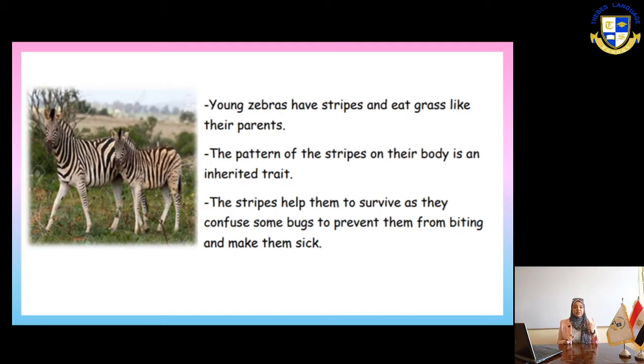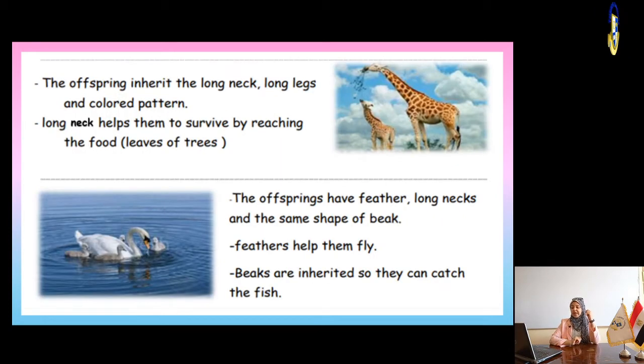Okay? Let's try it with a different animal. Here we have two more, giraffe and swans. The first one, let's start with the giraffe. The offspring inherit the long neck, long legs, and colored pattern. As we can see in the picture here, they have this long neck and long legs and the same brownish pattern. The long neck helps them to survive. It helps them to reach the leaves of the tree so they can eat them. So this trait helps them to survive, to get their food.